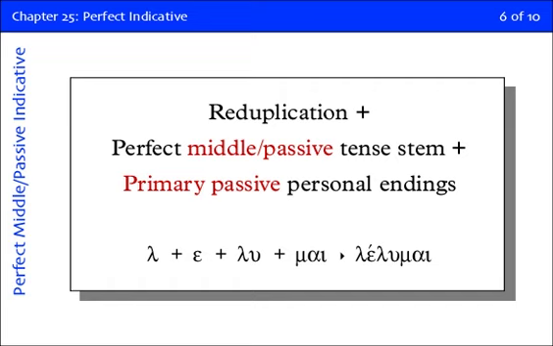You know what I do when I see one of these things? The second I recognize that there's no connecting vowel or tense formative, boom, that's it. It's got to be a perfect middle passive. It can't be anything else. There's no other time in the Greek verbal system where there's no connecting vowel and no tense formative. So the minute you see the personal ending stuck onto a stem, you're perfect middle passive. No exceptions. Cool, huh?